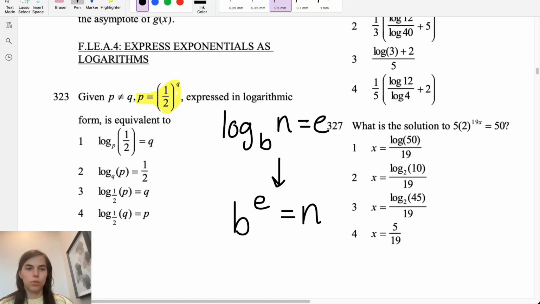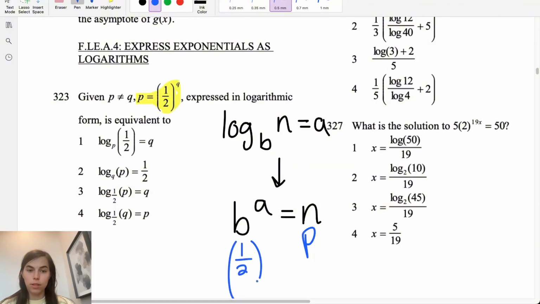And just so we don't get confused here with the e, I'm going to just change this to an a really quick, because I don't want us to get confused and think that that's the number e. This is the relationship between logarithm form and exponential form. If it's already in exponential form, here we know that p is the number that's by itself, so p goes with n. The base is 1/2, and the exponent is q.